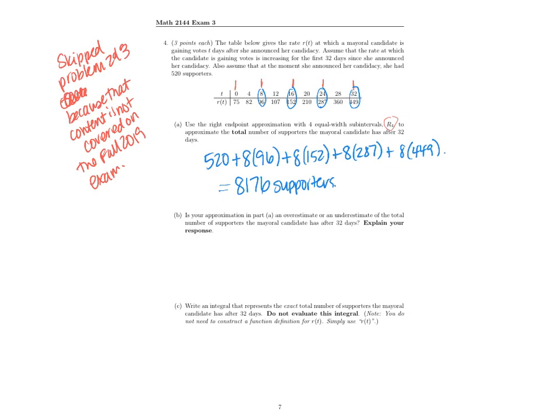Okay. Is your approximation in part A an overestimate or an underestimate? And so when I look at each of those 8-day periods, I can see that the rate at the end of the period is higher than the rate earlier on. And so what that means is that since I'm using that higher rate to do this approximation, what I have is an overestimate.